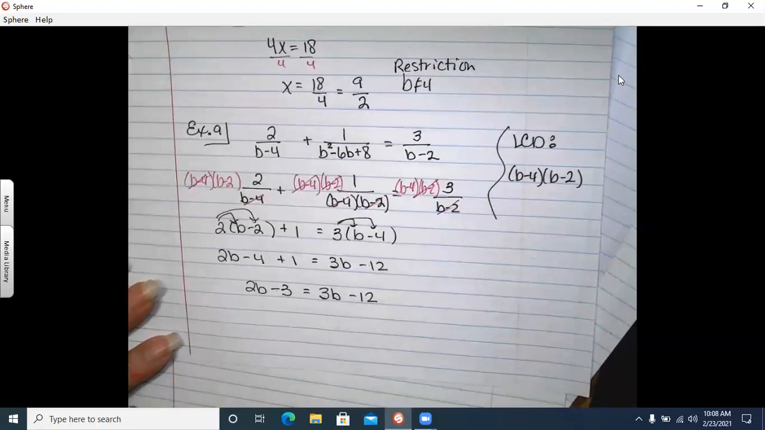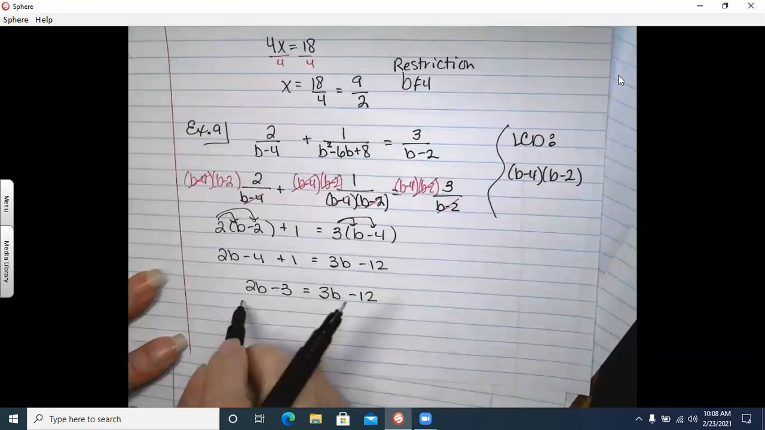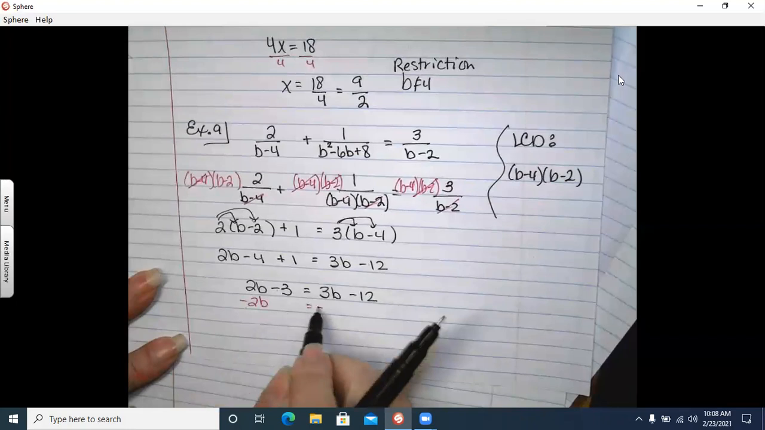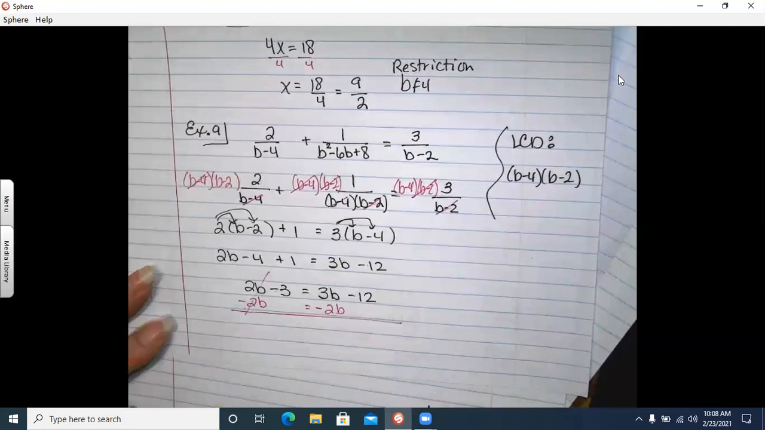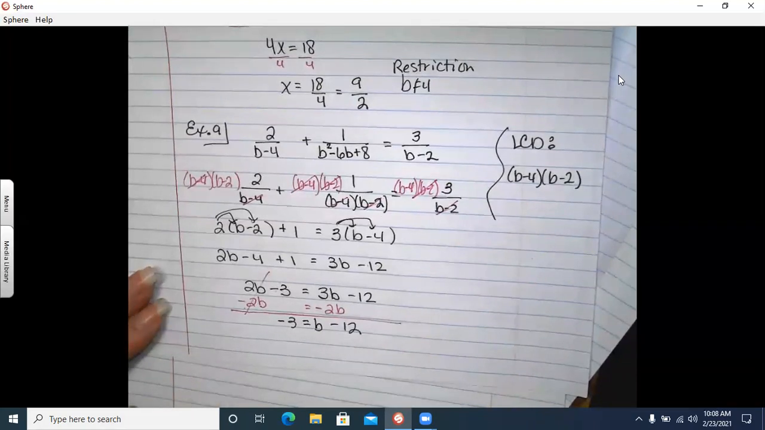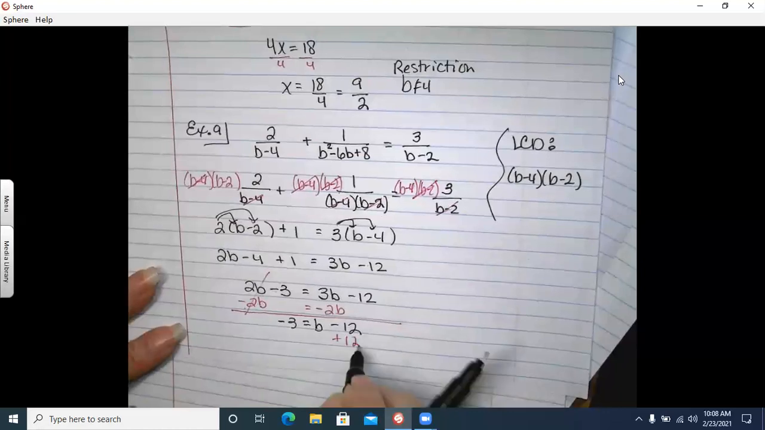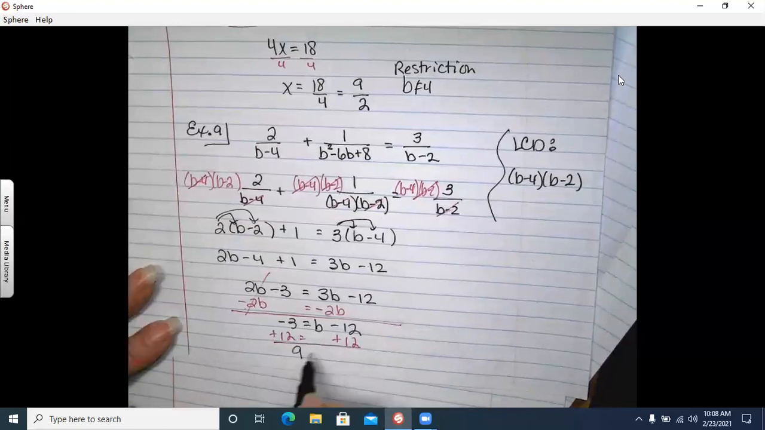Well, that's easy to solve for. I can just solve for b. I'm not going to have to do factoring or anything like that. So I need to get my b's on one side. What could I do? I'd have to subtract it, right? I want to turn 2b into a 0. 2b minus 2b is 0. So on the left side, bring down your -3. Bring down your equal sign. What's 3b minus 2b? 1b, or just b. So b minus 12. Now what? Add 12. What's -3 plus 12? 9 equals b.